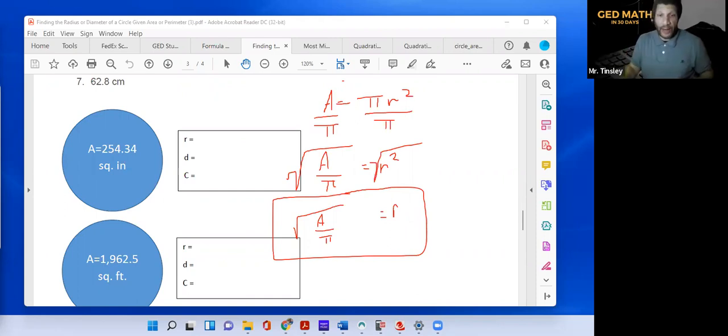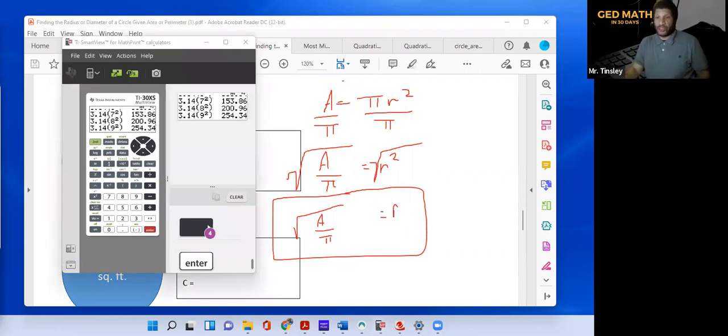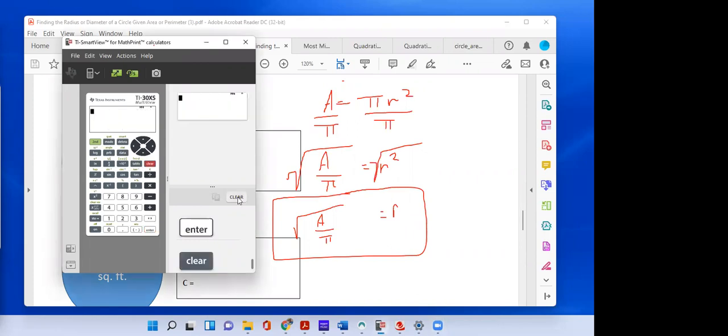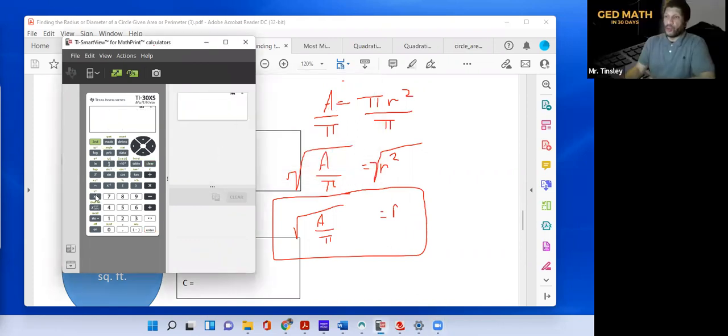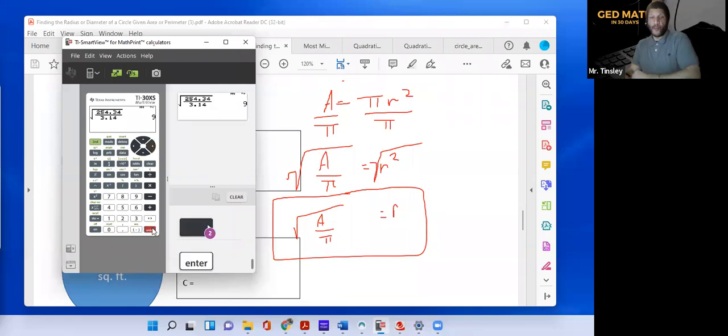Okay. Now, let's grab the calculator. First, I'm gonna do it right next to it so you'll see it. Let me clear everything out first. And I'll make it big so we can see it. So square root, we're gonna hit second. The area was 254.34. And then pi is 3.14. So the radius is 9. Done.